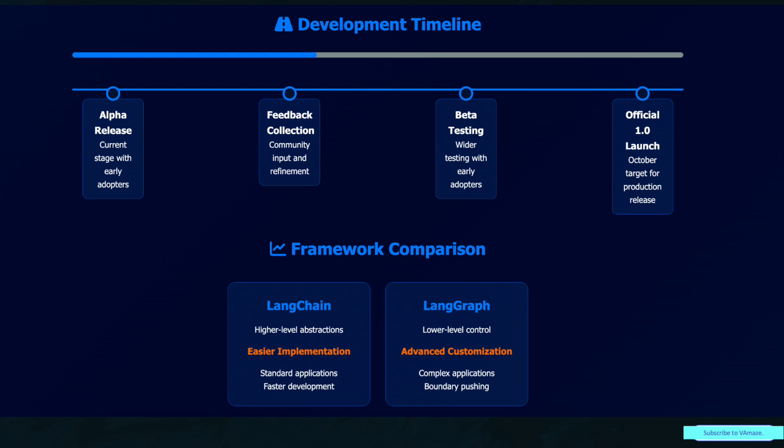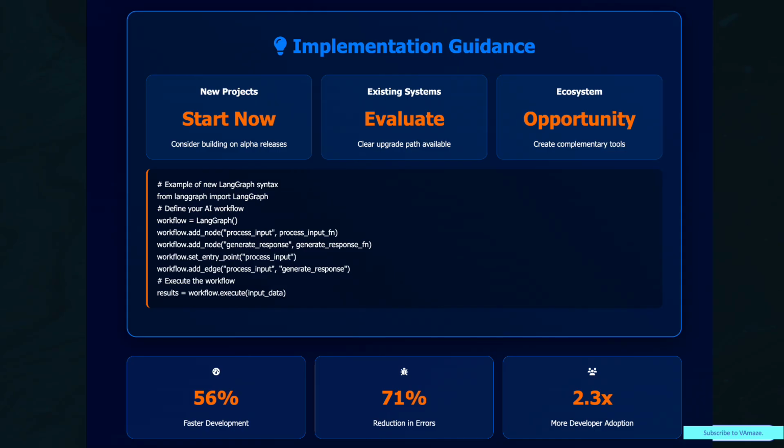Looking toward October, what this means for developers. For new projects, teams starting new AI projects should seriously consider building on these alpha releases, particularly if they're comfortable with some degree of evolution before the final 1.0 release. Getting familiar with the new architecture now means being ready to take full advantage of the production release.